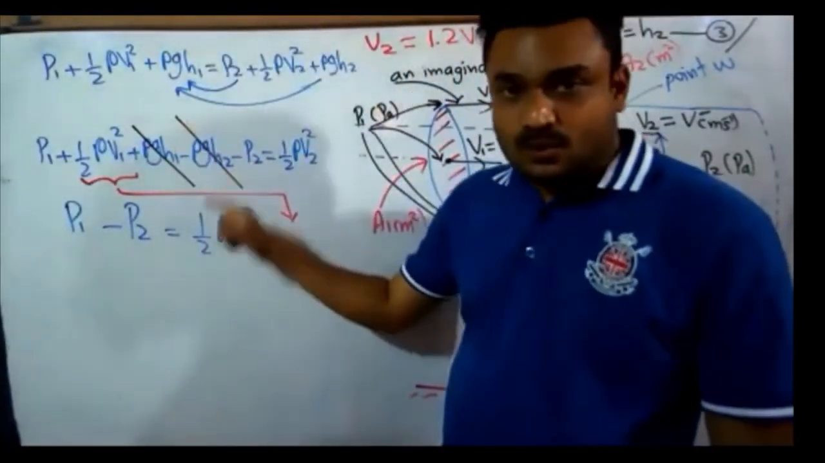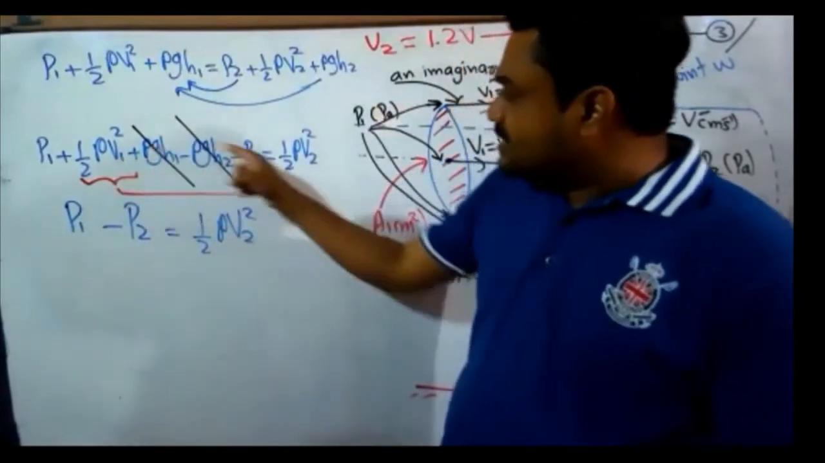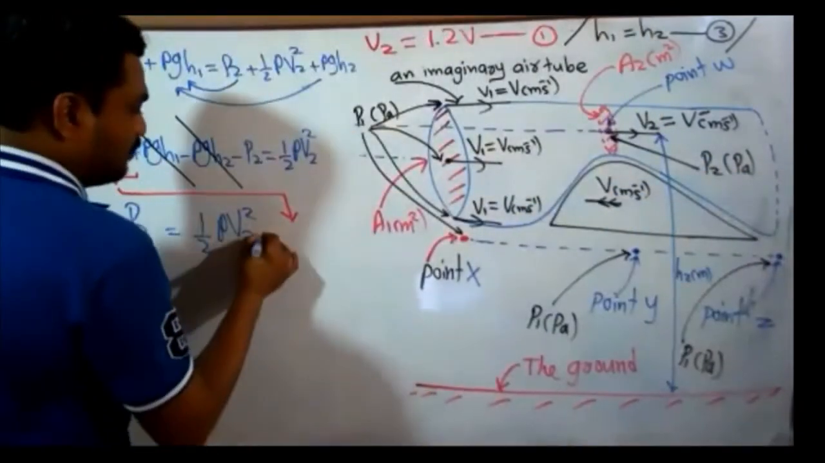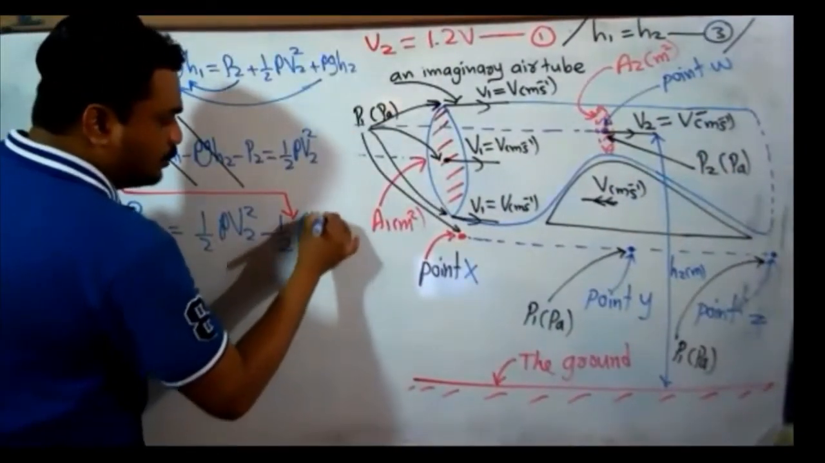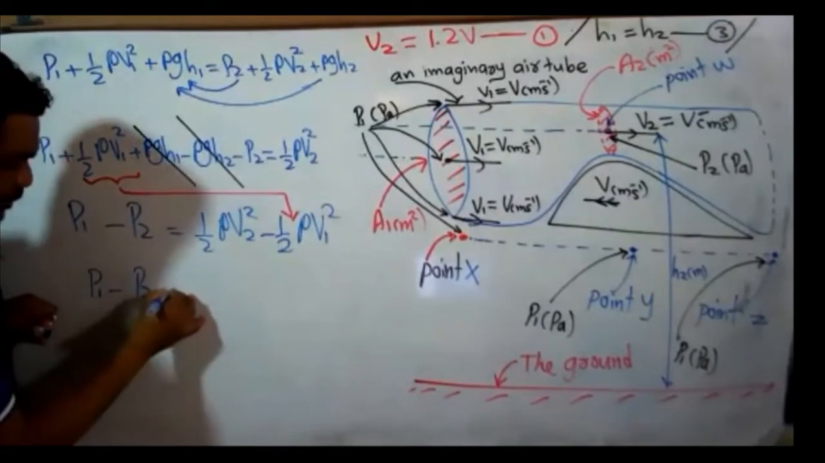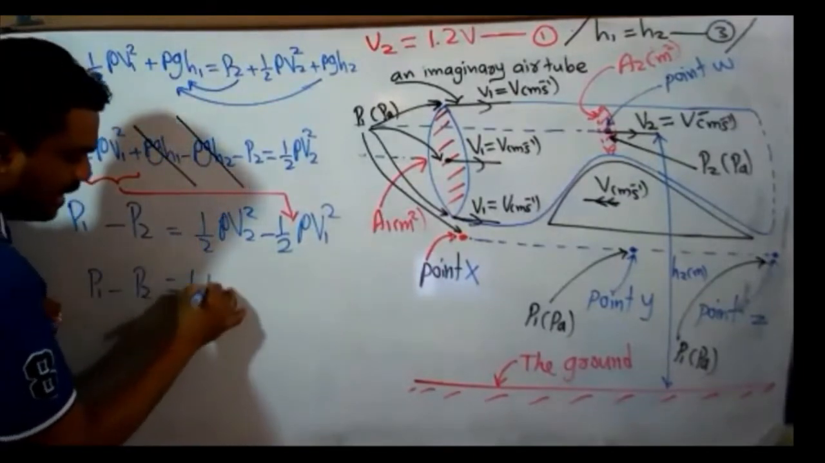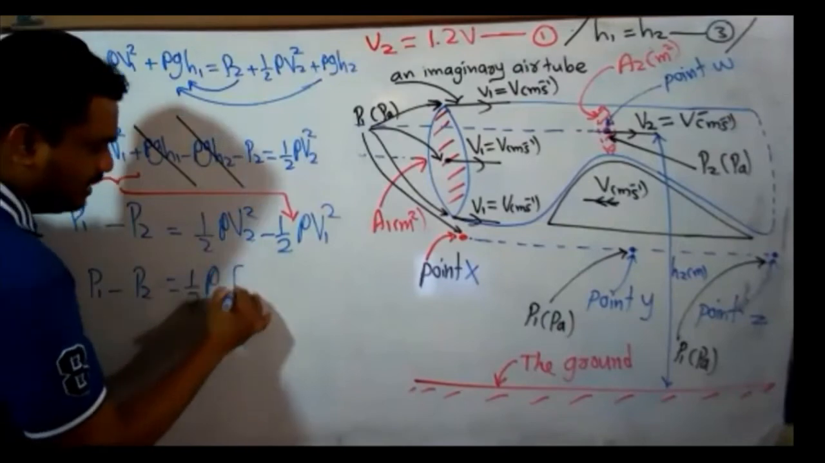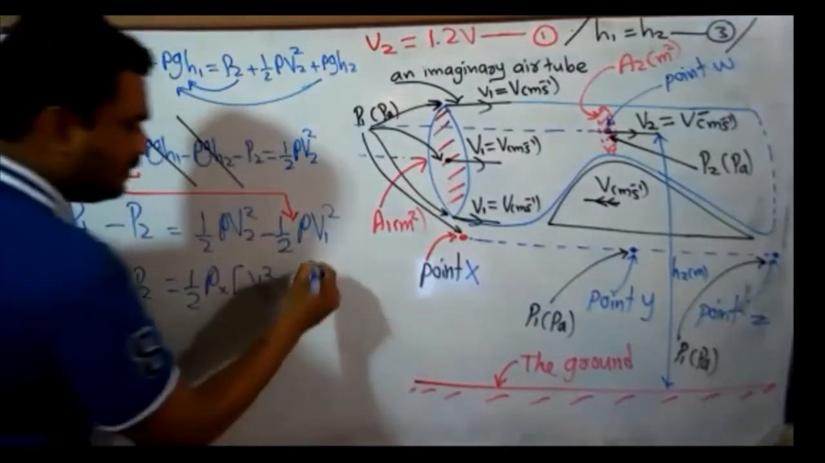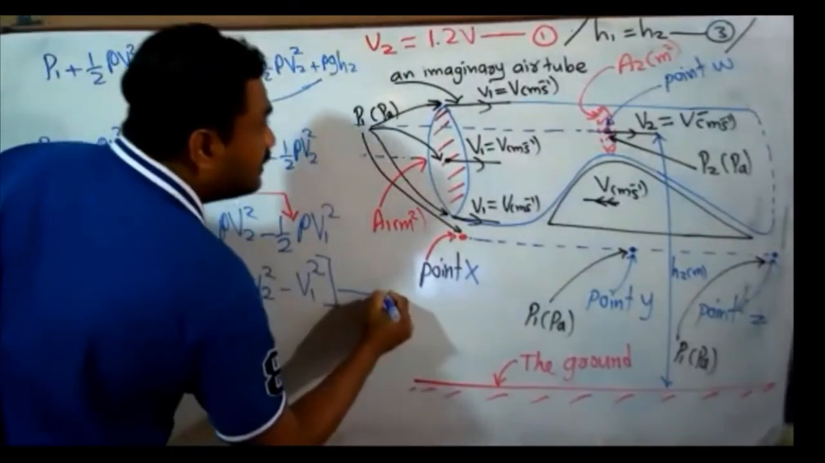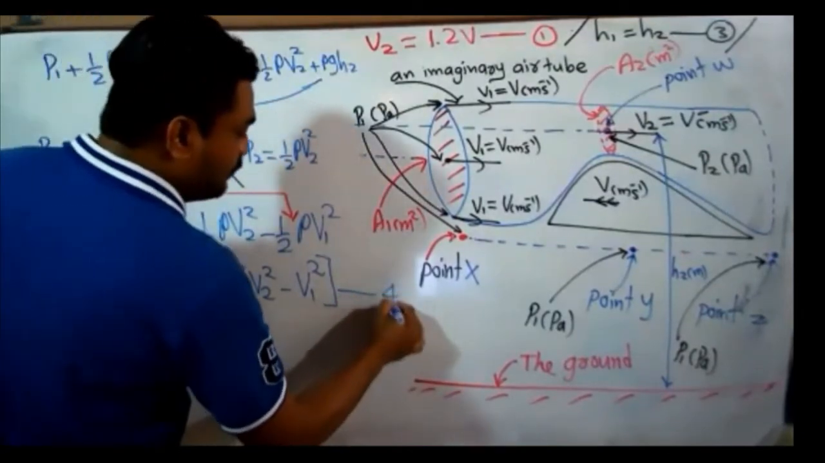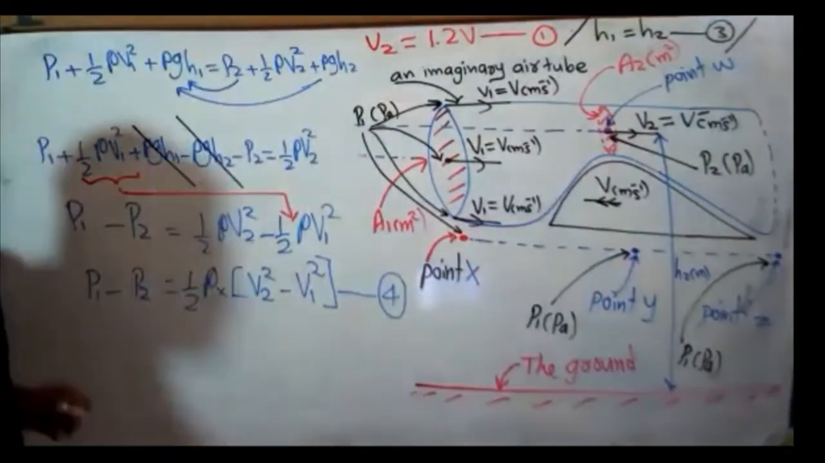Rho gh1, rho gh2 cancelled out. Half rho V1 squared is taken to this side, and comes to this side as minus half rho V1 squared. Then P1 minus P2 equals half rho common. So I'll take half rho out from a bracket. The remaining terms will be V2 squared minus V1 squared. Let me mark this as equation number 4. Write it here.